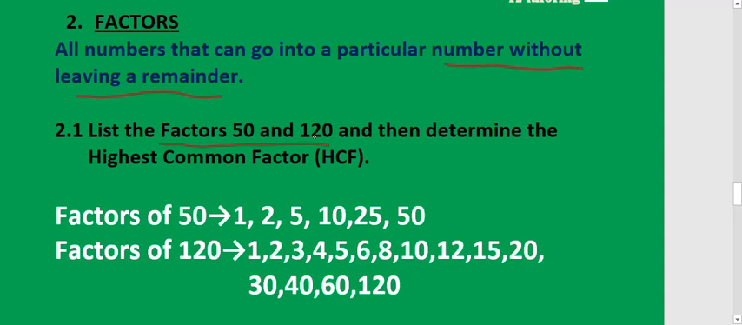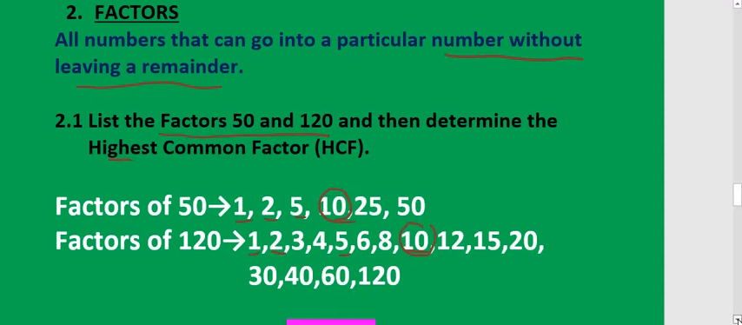And the next part, we now need to determine the highest common factor. All right, so let's look at everything they have in common. They have 1 in common. They have 2 in common. They have 5 in common. They have 10 in common. And after 10, they have nothing else in common. So obviously, if we are looking for the highest common factor, we're looking for the highest factor that they have in common. In this case, it would be 10. So your highest common factor or your HCF is 10. All right, let's move on.